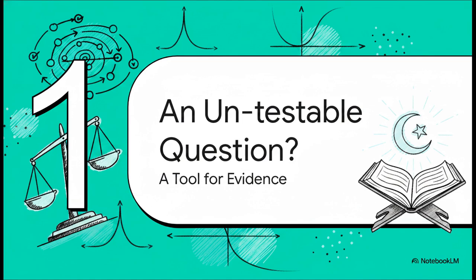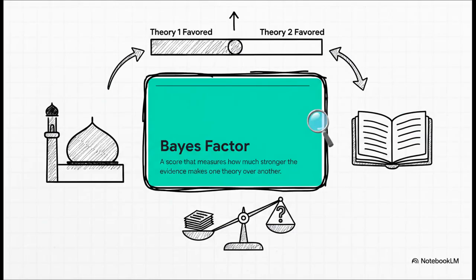So, how do you even begin to tackle a question like that? Well, the paper we're looking at suggests bringing in a mathematical tool, one that's specifically built to weigh evidence between two competing ideas. And that tool is called the Bayes factor.